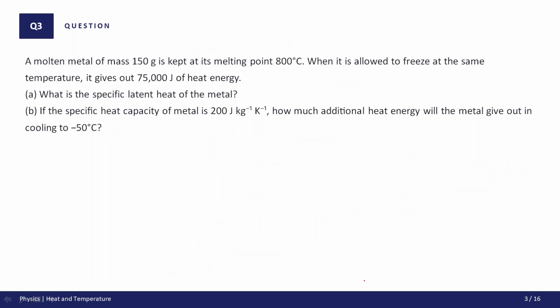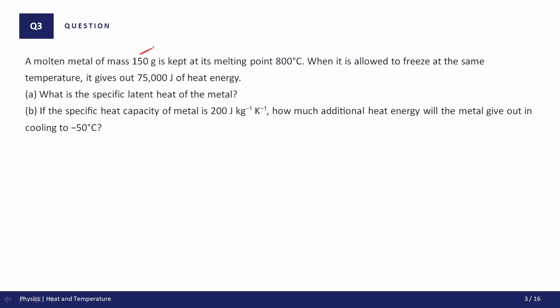To the next one. A molten metal of mass 150 gram is kept at its melting point 800 degrees Celsius. When it is allowed to freeze at the same temperature, it gives out 75,000 joules of heat energy. What is the specific latent heat of fusion? So what is given?